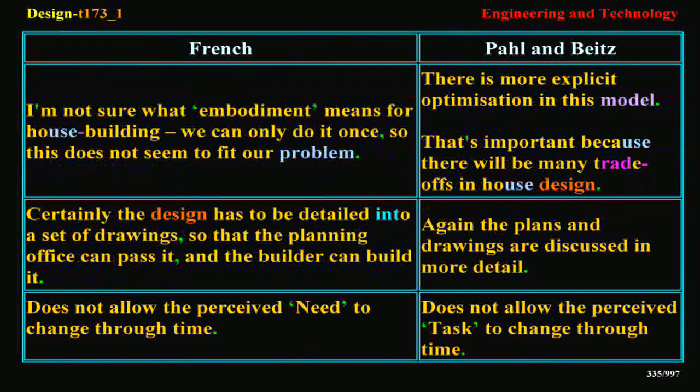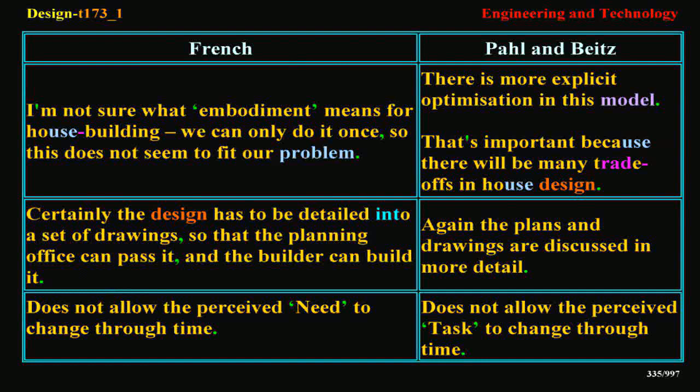There is more explicit optimization in this model. That's important because there will be many trade-offs in house design. Certainly the design has to be detailed into a set of drawings, so that the planning office can pass it, and the builder can build it. Again, the plans and drawings are discussed in more detail.